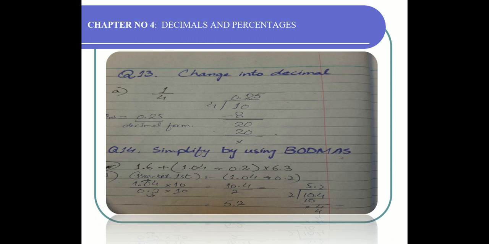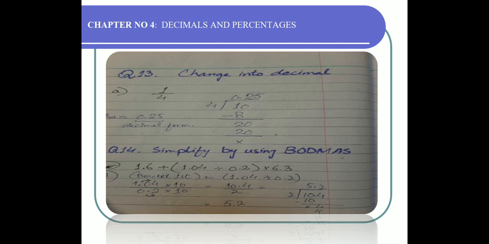Question number 13, change into decimal. How can you change a fraction into a decimal? Simply divide it. 1 divided by 4, place 1. Okay, so 1 is less than 4. What you have to do is place 0 and a point in the quotient. Then place 0 with the 1, it becomes 10. Then read the table till 10 or less than 10.